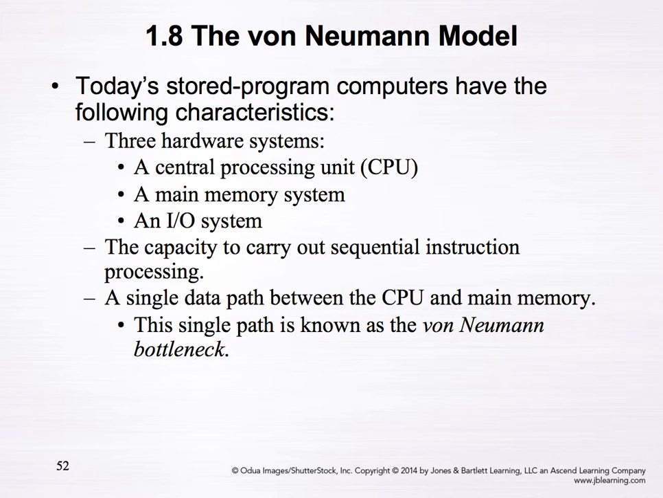So the stored program computer has the following characteristics. The first one is the three hardware systems. The three hardware systems include the central processing unit, where all processing and computation is performed in the CPU; the main memory system, where we can store and retrieve information; and the I/O system, where the interaction between the user and the system is enabled.